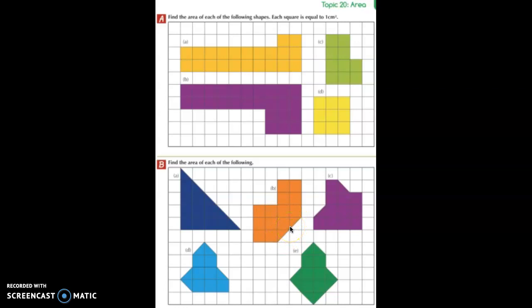Now remember to do your work as neatly as you can. I want you to draw out each of them and shade them. Each full square is equal to 1 centimeter squared. I want you to find the area of all of the shapes on this page. Watch this video and rewatch this video, and best of luck.